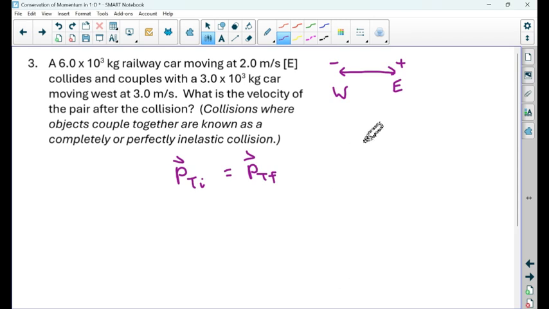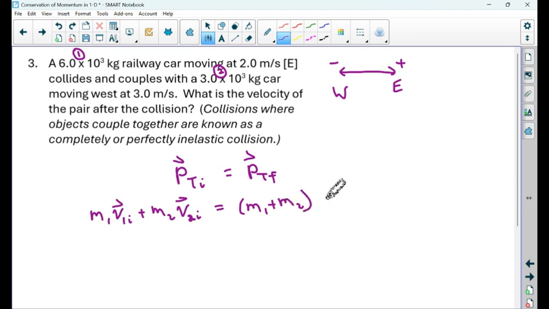Okay, so we know that these things are starting separate. I'm going to call the 6,000 kilogram rail car number 1, and I'm going to call the 3,000 kilogram rail car number 2, in order to keep this straight. So we'll say the mass of train car 1 times the velocity of train car 1 initial, plus the mass of train car 2 times the velocity of train car 2 initial, is going to be equal to, now they couple together, so we can say the mass of 1 plus the mass of 2, times their final velocity, which we know is going to be the same because they're stuck together. You can actually see this at rail yards. It happens all the time.